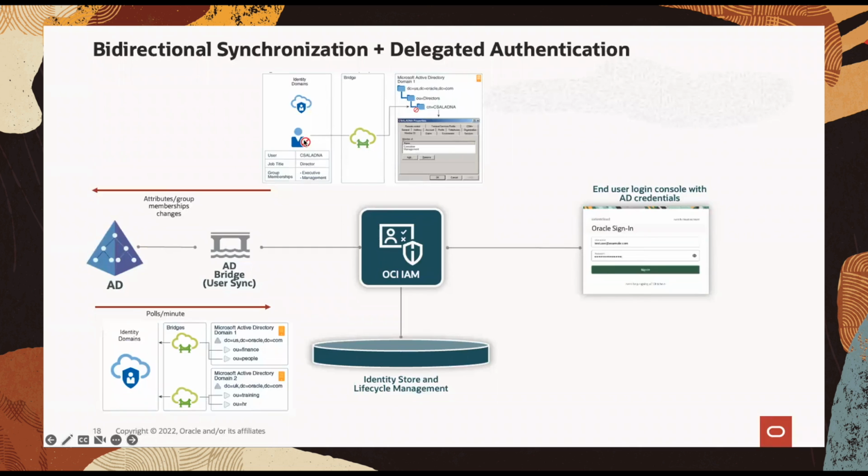When we say bidirectional synchronization, here you can see one of the users in the IAM domain has been deactivated, right? With the help of the bridge, since it's a bidirectional synchronization, the user in the identity domain is deactivated, and the information is passed from the bridge to the Active Directory, and the user has been disabled even in the Active Directory groups or in the OU as well. So this is what we mean when we say bidirectional synchronization.